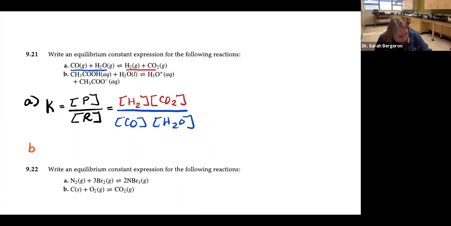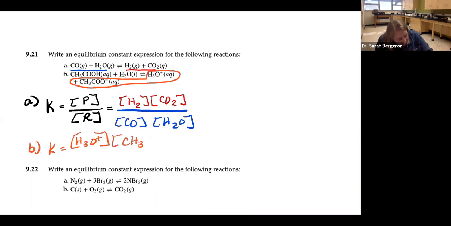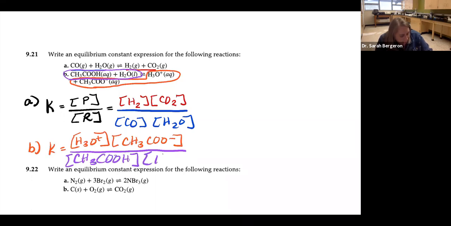All right, B, K is equal to, same thing. We're going to do products over reactants. I don't know why this got scooched over, but these are your products. So what are my products? My products are H3O plus. You do have to include the charge, times CH3COO minus. Okay, now where are my reactants? Right here. So over the concentration of CH3COOH, and then H2O. But what did we say about H2O?